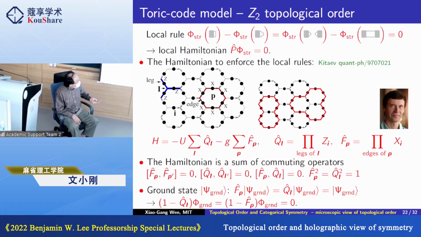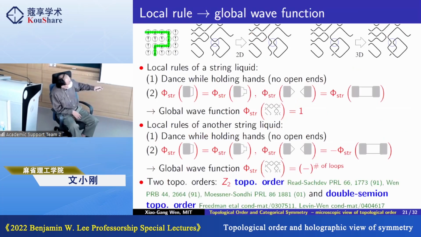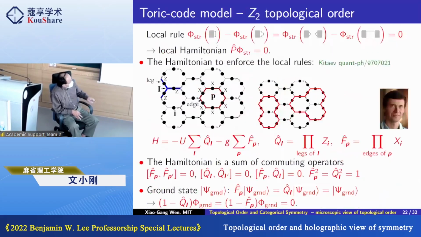No, it says that this is a cartoon picture to say we have a ground state with this kind of string liquid ground state. I just give you a concrete Hamiltonian. The ground state of this concrete Hamiltonian is a string liquid. Yeah, that's the point.